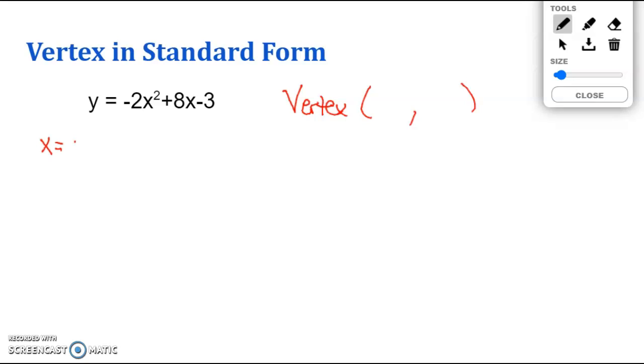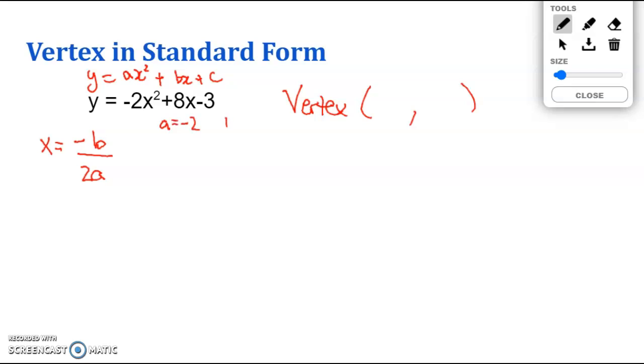And we said the formula is negative b over 2a, where a, b, and c refer to ax squared plus bx plus c. So that means that this is our standard form of a quadratic expression or equation. The number in front of the x squared is a. So I can write that a is equal to negative 2 in this case.